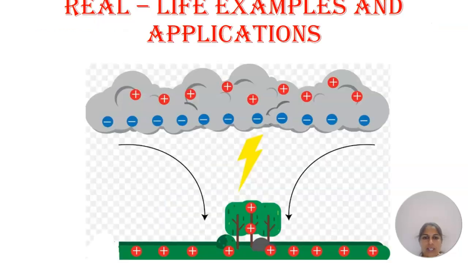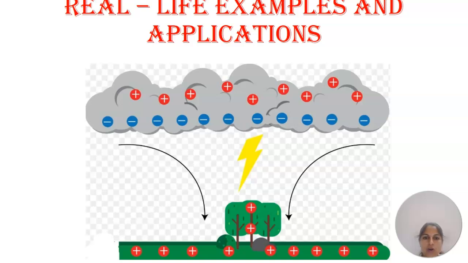Some real-time examples of static electricity. One of the most dramatic examples of electrostatics in nature is lightning. Lightning is essentially a giant electrostatic discharge that occurs when charge builds up in the clouds. During a storm, friction between air particles causes the clouds to become charged, with the negative charges building up at the bottom of the cloud.